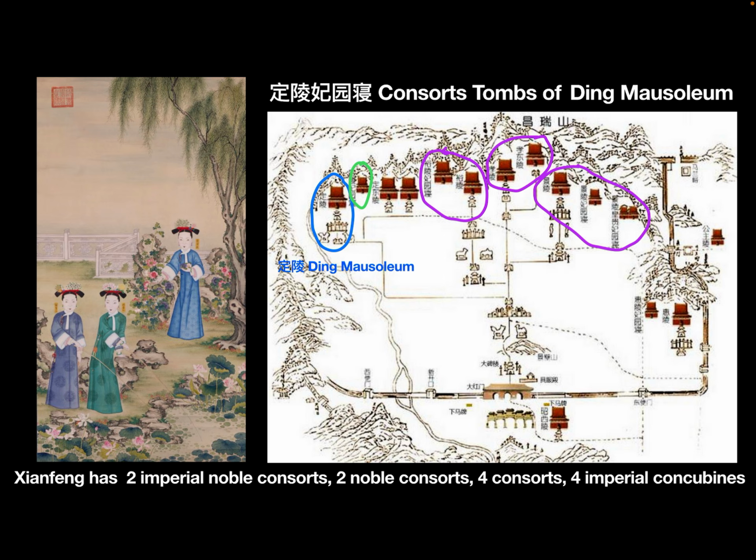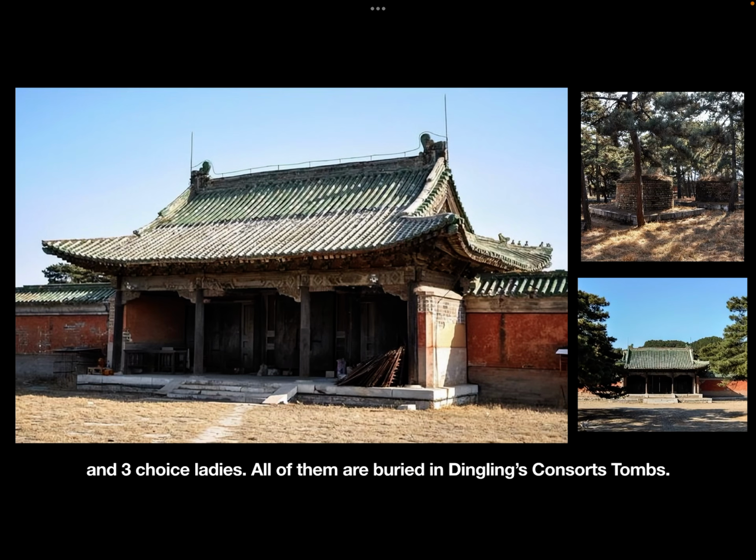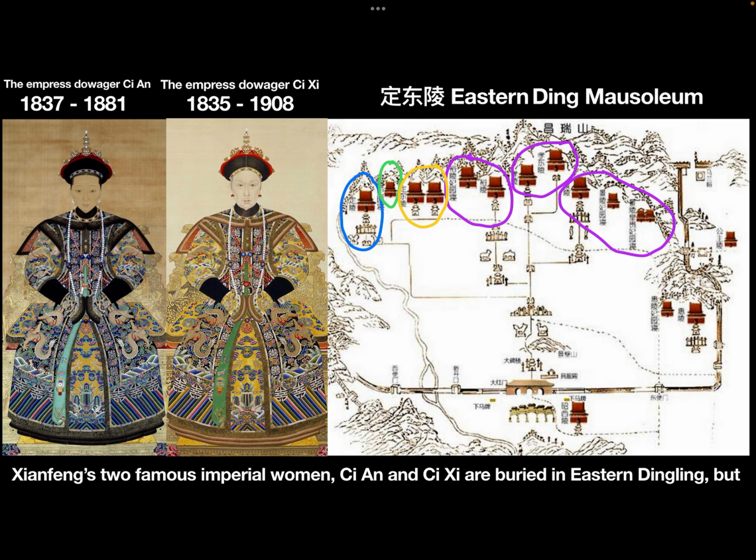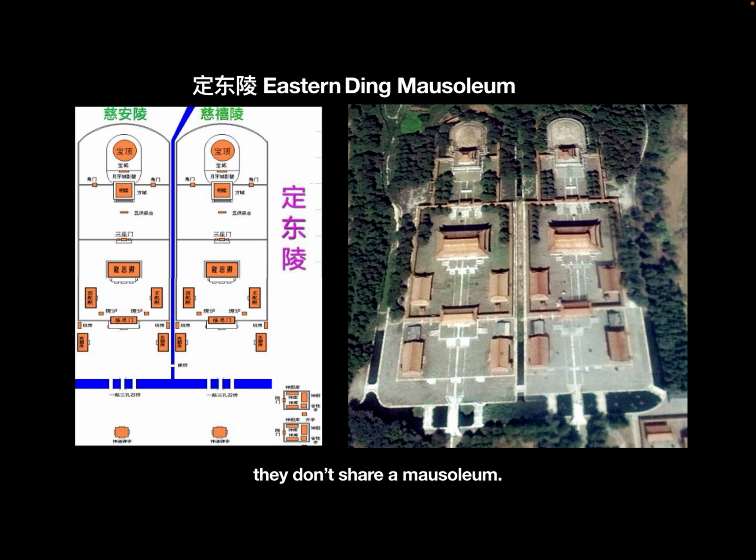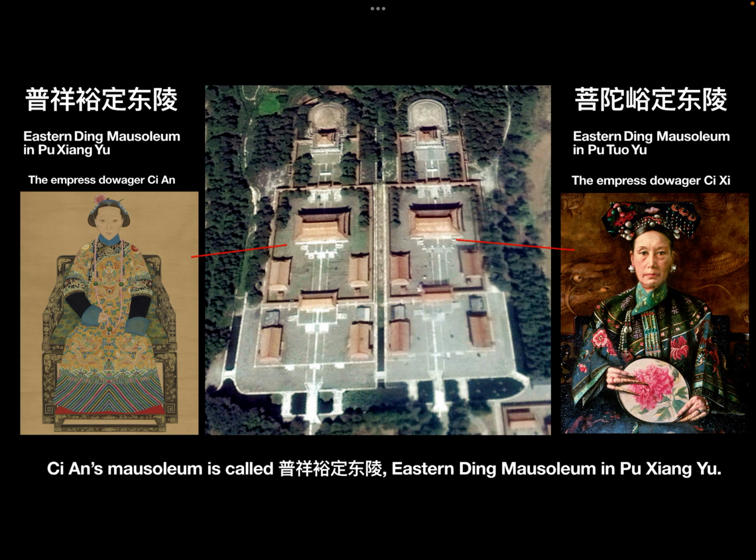Xianfeng has 2 imperial noble consorts, 2 noble consorts, 4 consorts, 4 imperial concubines, and 3 choice ladies. All of them are buried in Dingling's consort tombs. Xianfeng's 2 famous imperial women, Cian and Cixi, are buried in eastern Dingling, but they don't share a mausoleum. Cian's mausoleum is called Puxiangyu Dingdongling, Eastern Ding Mausoleum in Puxiangyu.